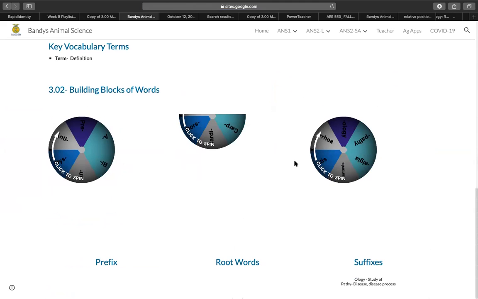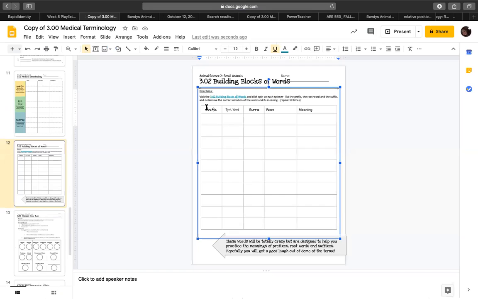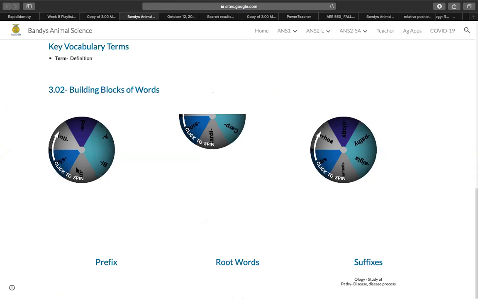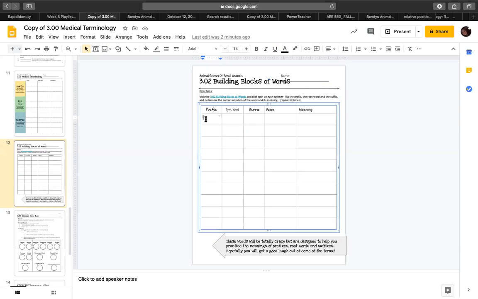So you have 3 spinners. And so for your worksheet, you have 3 different boxes that you're putting words in, the prefix, root word, and the suffix. So you'll go back to your spinner and you're going to click it to spin. And it gives you a prefix. This one is DYS or dice. So you'll come back in here, type it in.